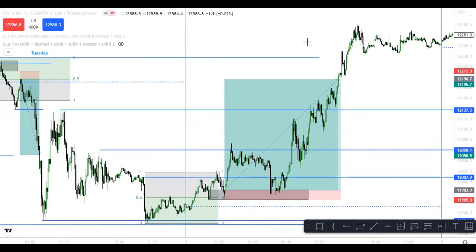I always use liquidity pool because I don't believe that quote unquote bias is a real thing. I think the market is just running for liquidity or rebalancing an imbalance. So if you're wondering, do I go bullish or bearish tomorrow? Where's the liquidity? And what time do you start trading?